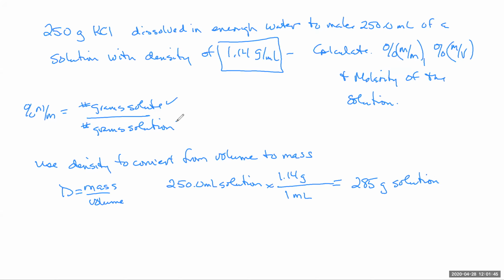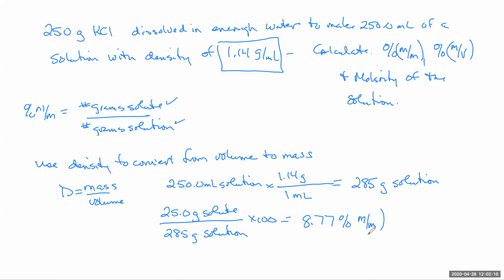Now I know this and I know this, so I could just simply plug it in there. So my answer would be 25.0 grams of solute divided by 285 grams of solution times 100. And I believe if you calculate that out to 3 sig figs, you get 8.77% mass to mass. So that one's a little tricky. If the density was not given to you, you really wouldn't have been able to solve that.